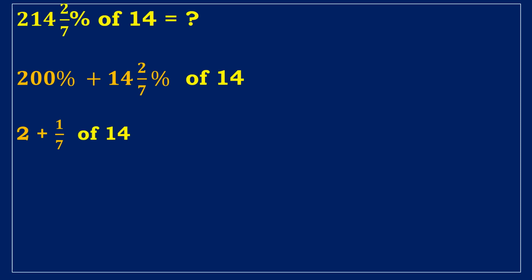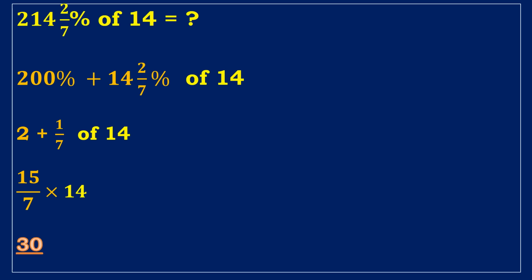The third example is simplifying 214 2/7% of 14. The fraction of 214 2/7% can be expressed as 200 plus 14 2/7%. We know that 200% is 2. 14 2/7% is 1 by 7. We simplify 2 plus 1 by 7, we get 15 by 7. 15 by 7 into 14 is the required result, which is 30.